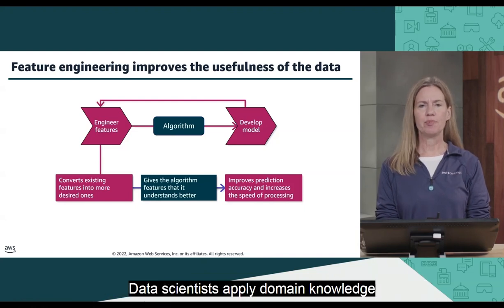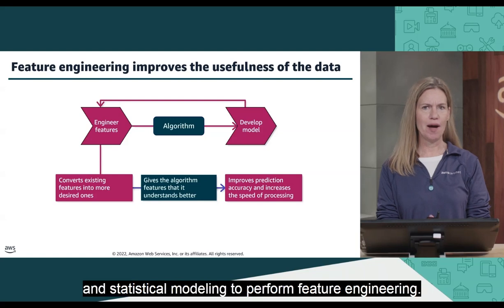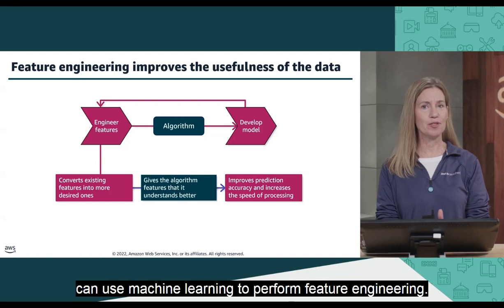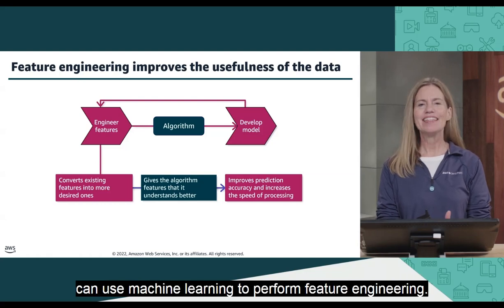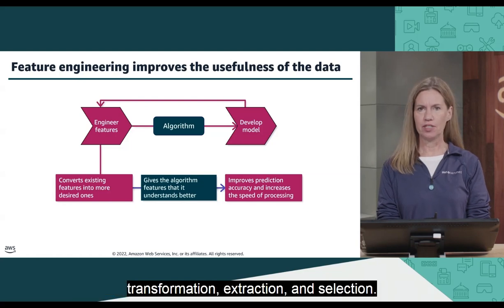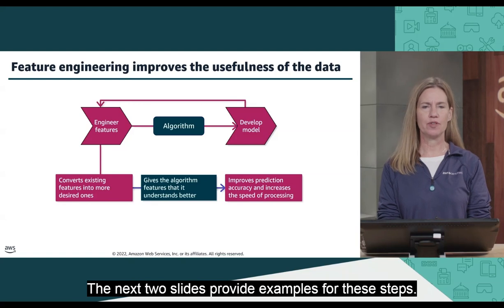Data scientists apply domain knowledge and statistical modeling to perform feature engineering. In some cases, the feature engineering step itself can use machine learning to perform feature engineering. The tasks of feature engineering include feature creation, transformation, extraction, and selection. The next two slides provide examples for these steps.